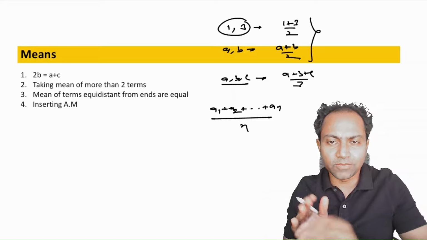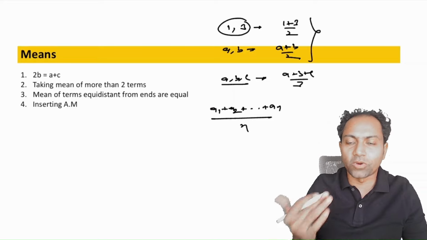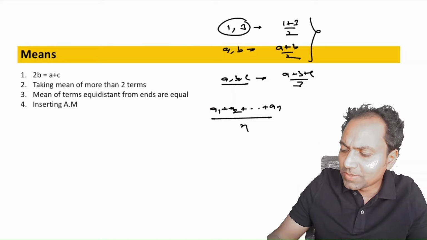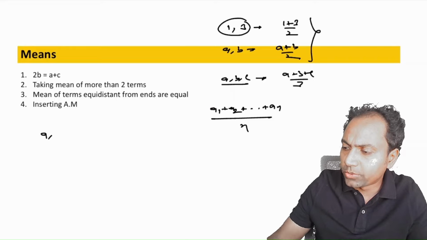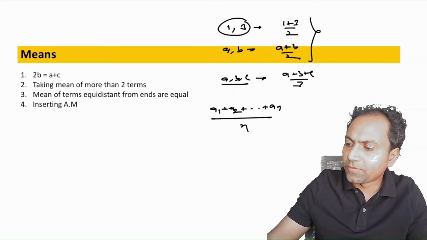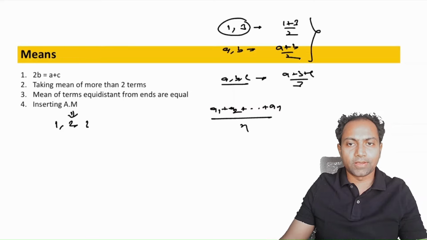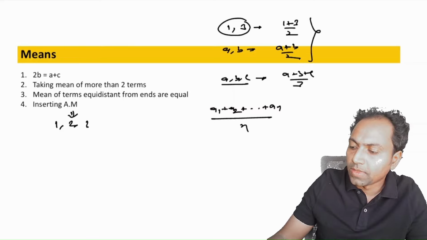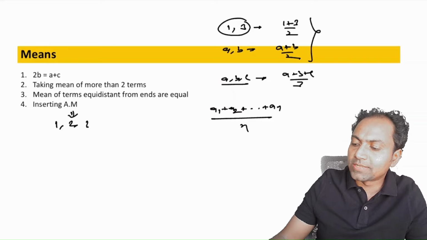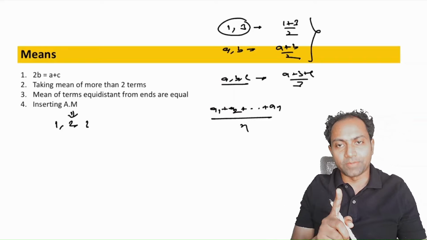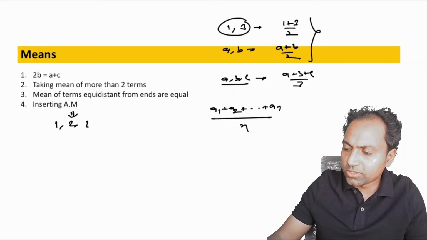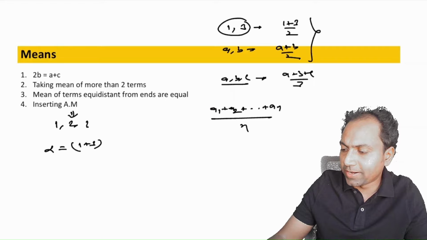Another way is something known as inserting means. What does that mean? Basically, if I am taking three numbers like 1, 2, 3, that would also mean that 2 is a mean between 1 and 3. That is another way to look into it. So the statement means that 1, 2, 3 will be in arithmetic progression. So if you look into this, 2 can be written as nothing but 1 plus 3 by 2, or 2 into 2 will be equal to 1 plus 3.